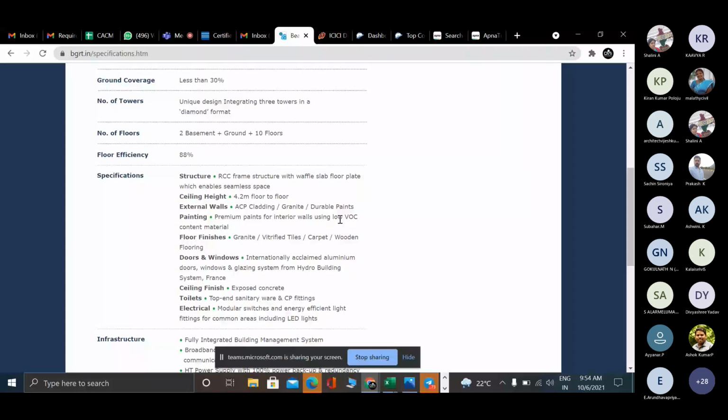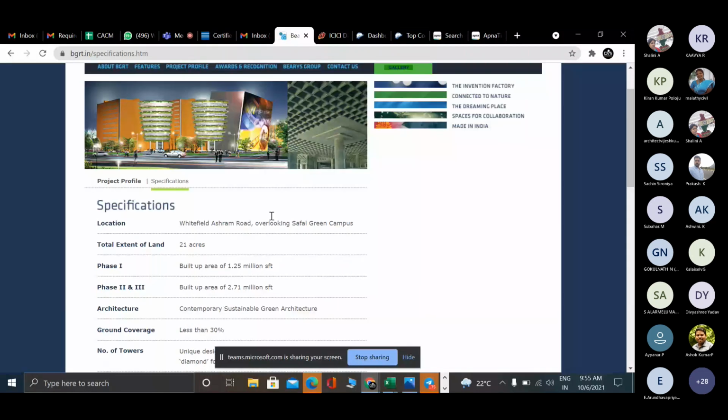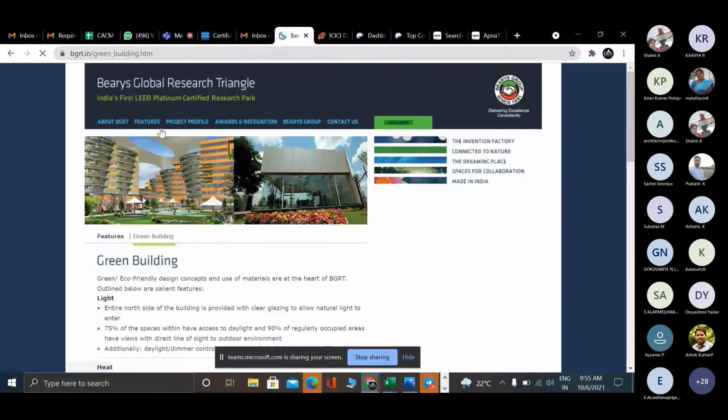And floor finishes, they used granite, vitrified tiles, carpet, and wooden flooring. And these are the features, you can read it. And this infrastructure and amenities you can go through. And I wanted to share the green aspects. Yeah, you got to know what the building is about, and what its use is.